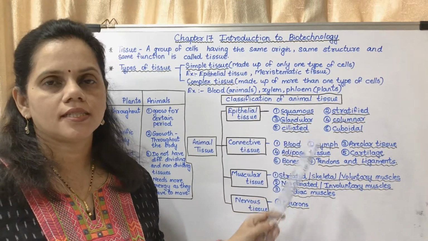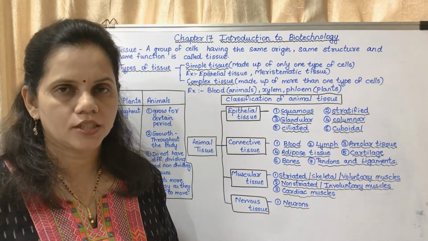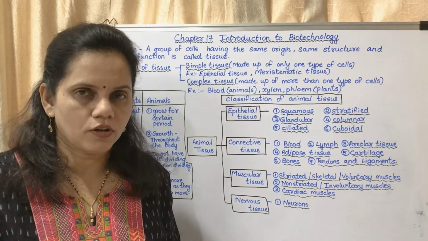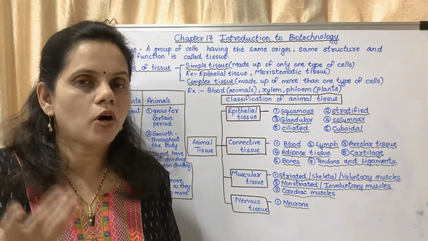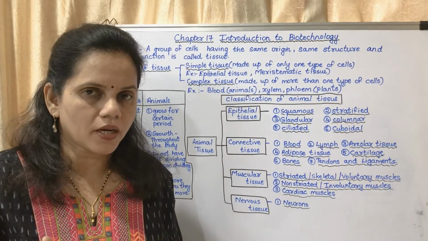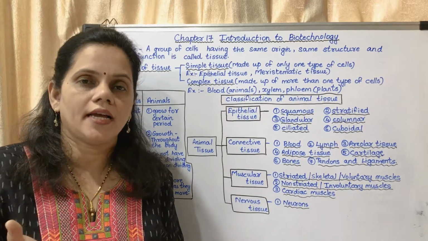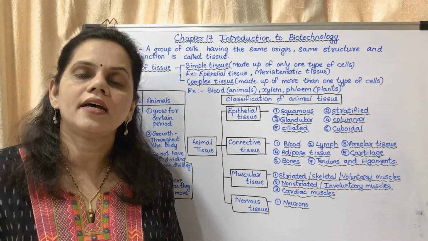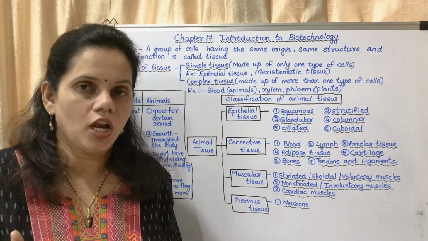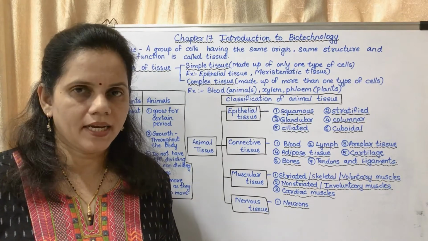Epithelial tissue is divided into 6 types. There are 6 types of epithelial tissue in our body. Epithelial tissue forms the covering of our body. Not only of our body, but also the covering of internal organs, like the covering of the stomach, the outer lining or the inner lining, the outer wall or the inner wall of the intestine. That is the meaning of lining, wall. So the covering is made up of epithelial tissue.